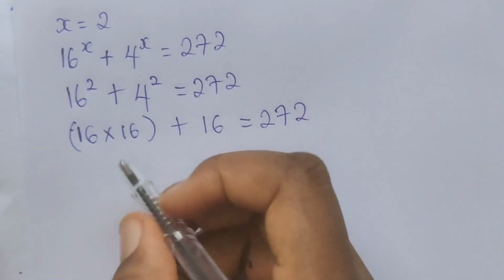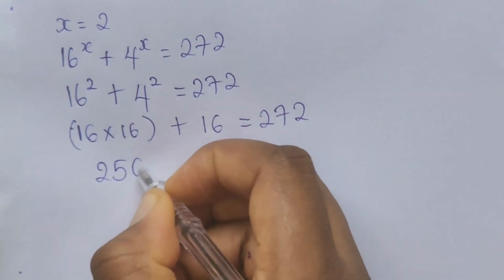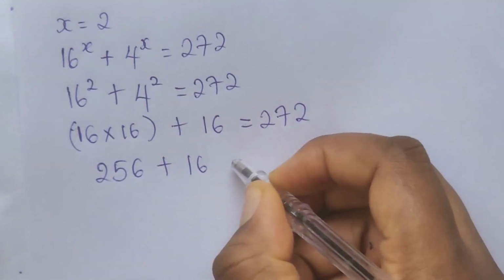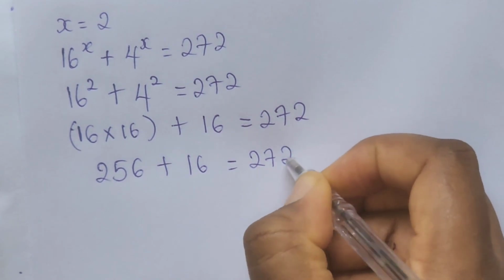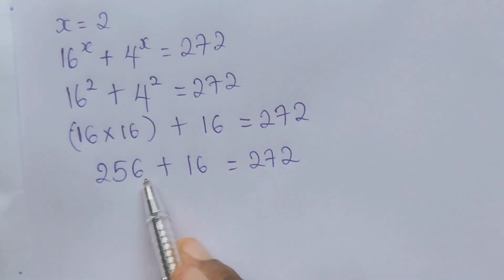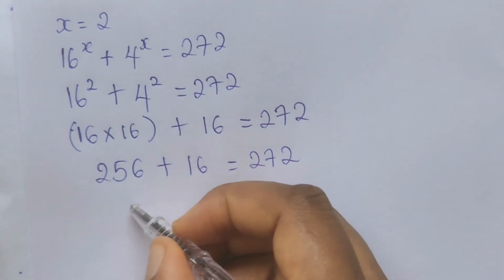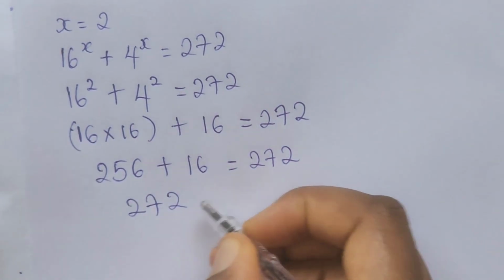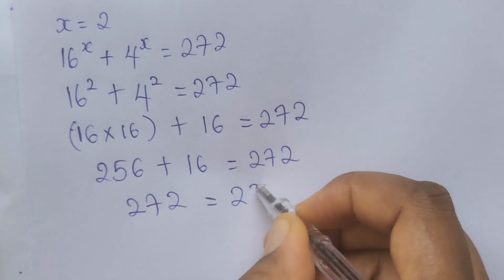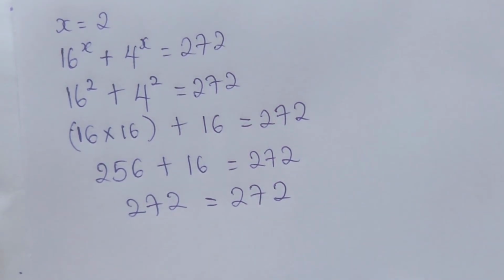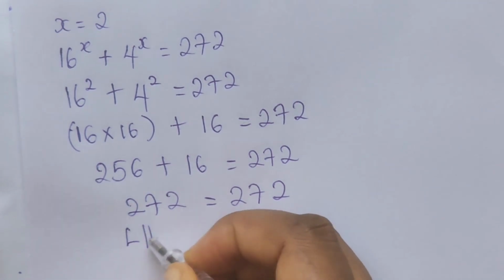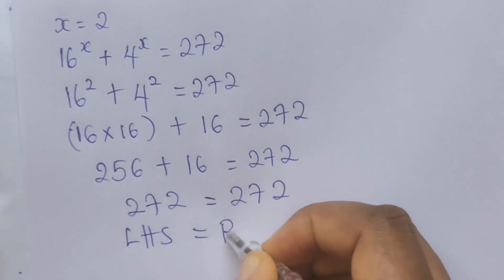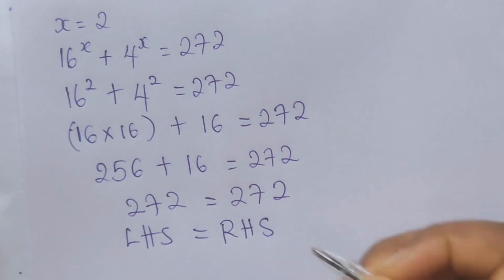So 16 times 16 we have is 256, plus 16, equal to 272. So 272 is equal to 272. So the left hand side equals the right hand side.